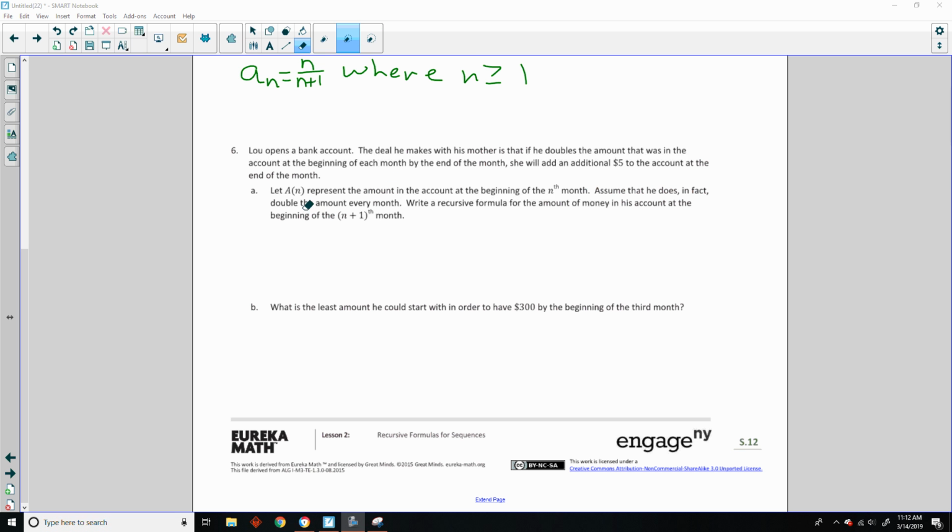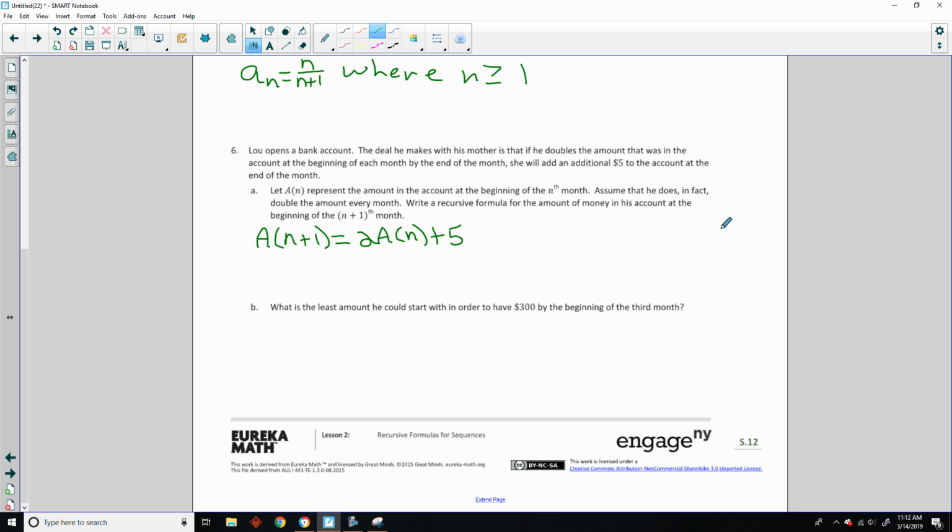Okay, so since we already know that a of n is the amount in the account at the beginning of the nth month, we want to write a recursive formula for the amount of money in his account at the beginning of the n plus 1th month. We want it to say a of n plus 1 equals. So what are we doing to the account each time? We're taking the prior month's amount and doubling it, and if that happens, we get a bonus $5 from mom.